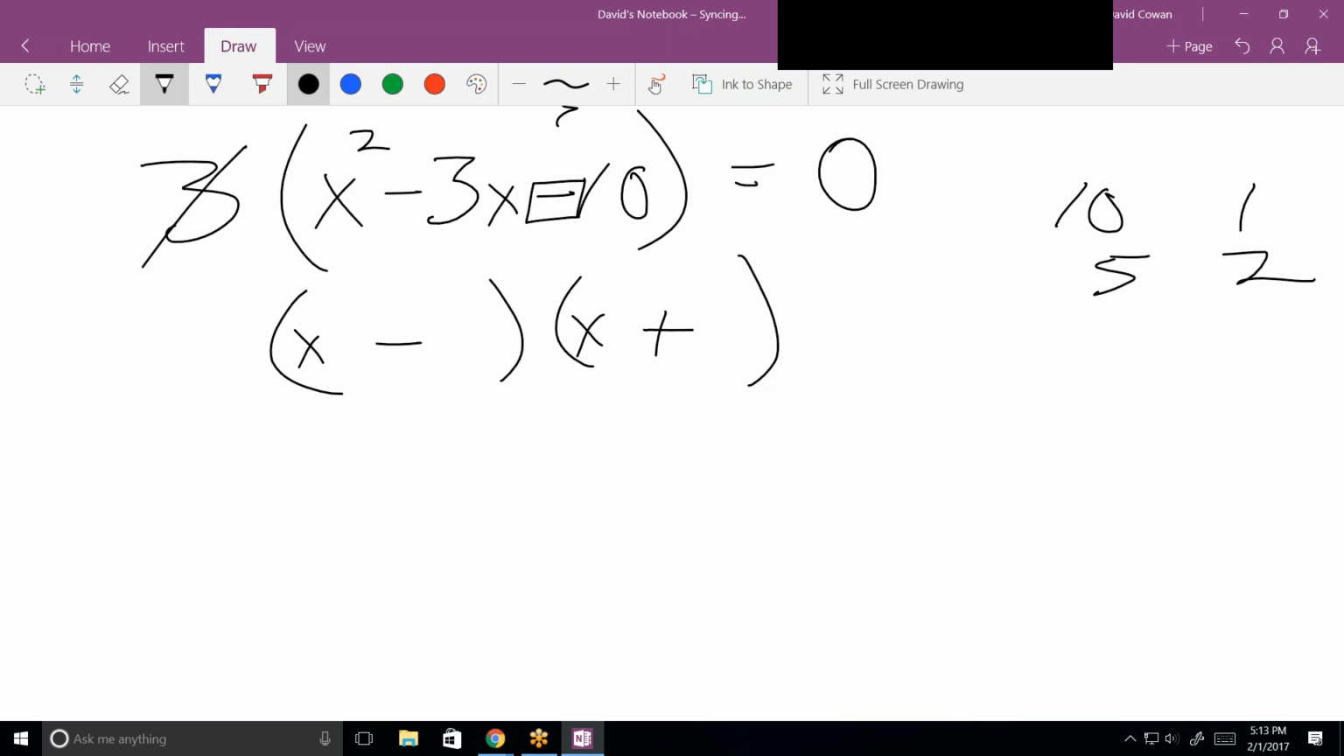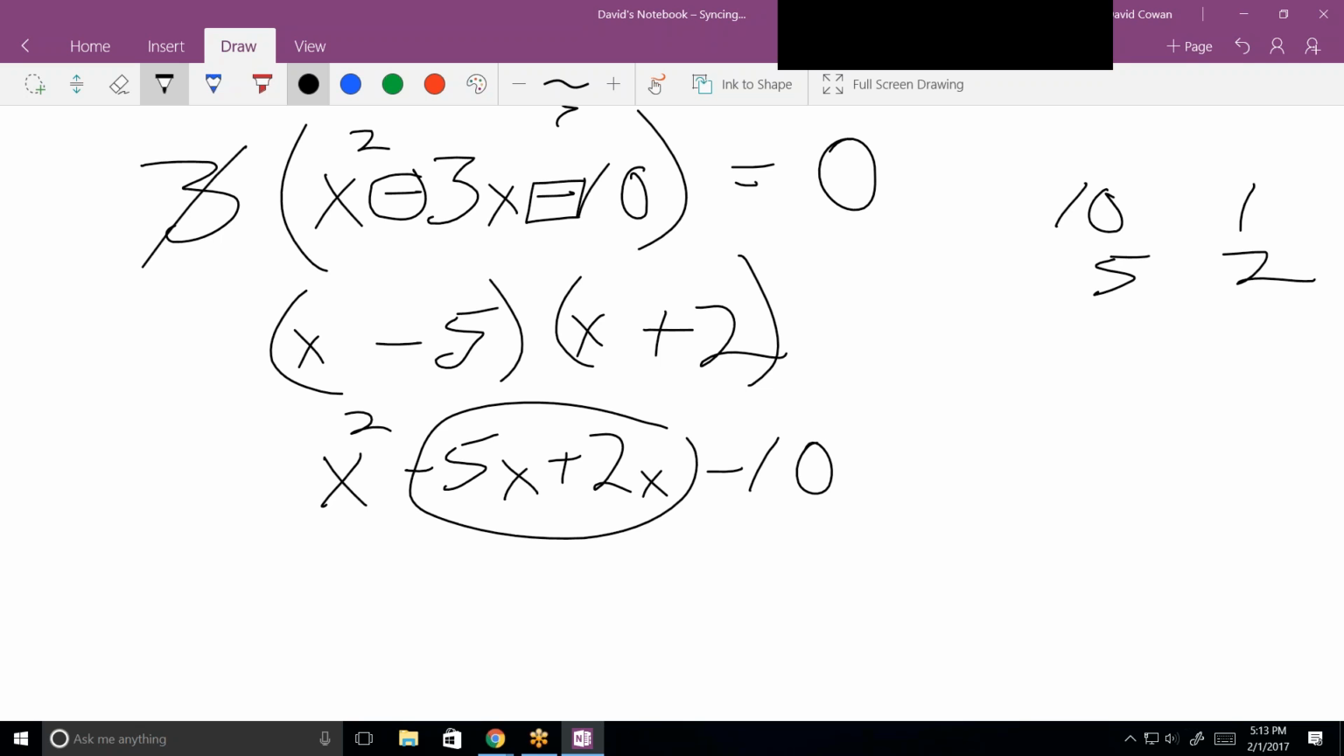5 goes where? With the negative or the plus? 5 goes with the negative. Right. The biggest of our factors, in other words, 5, goes with the sign of the middle term. The sign of the middle term is negative, so the 5 goes there. The 2 goes there. And then if we multiplied that back together, we'd get x squared minus 5x plus 2x minus 10. Combine those terms, I get x squared minus 3x minus 10. That merely is a check to make sure we did it correctly.